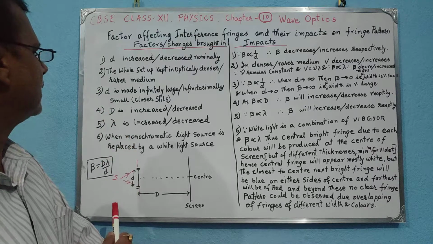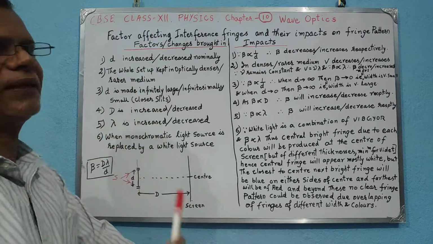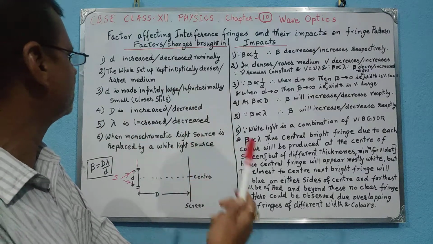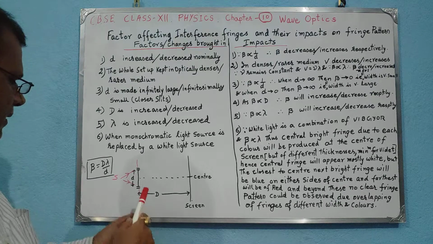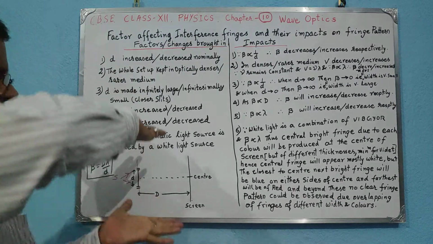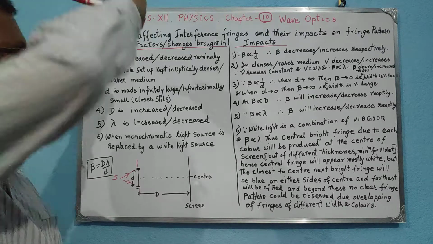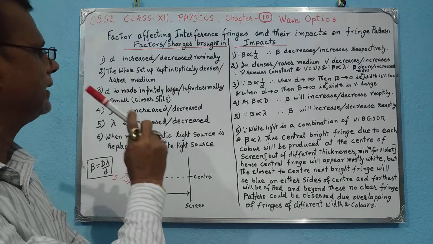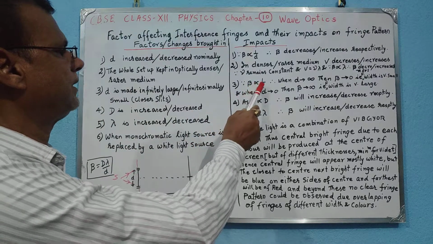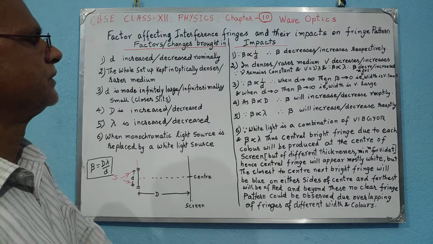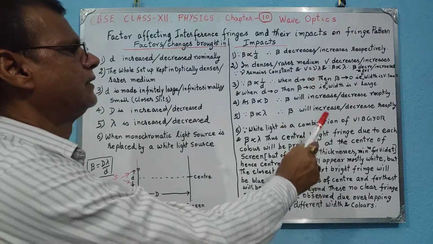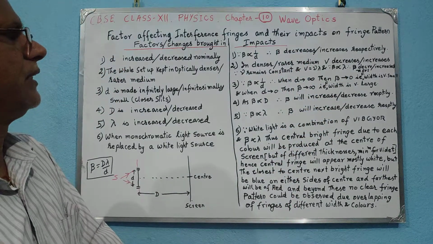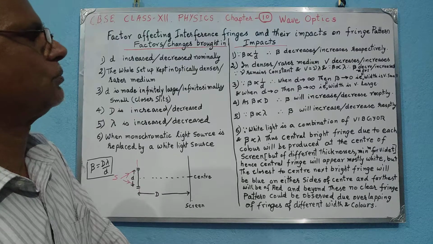Now let us look at the third factor which affects the interference pattern. If d is made infinitely large or infinitesimally small, meaning the separation between the two slits is increased to infinitely large, what will happen? If d is increased infinitely and we have the relation that fringe width beta is inversely proportional to d, then beta will become infinitesimally small, meaning the fringe width is very small.